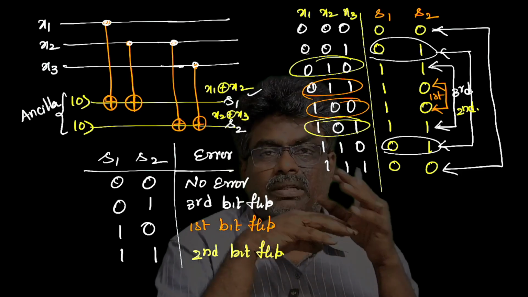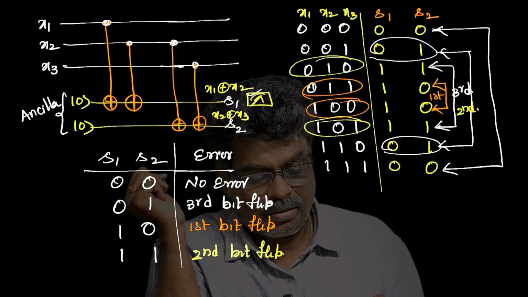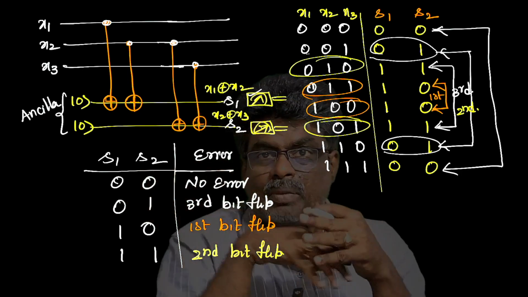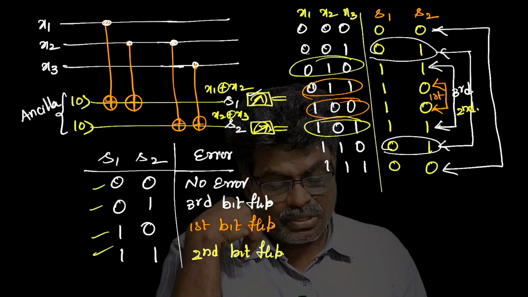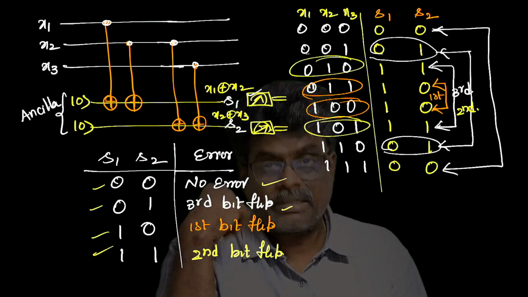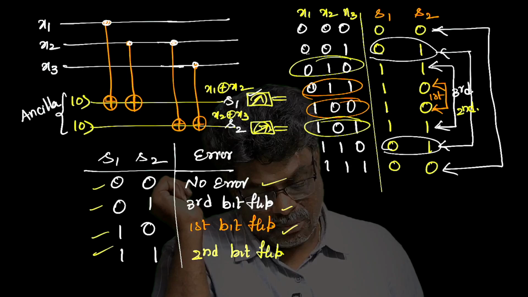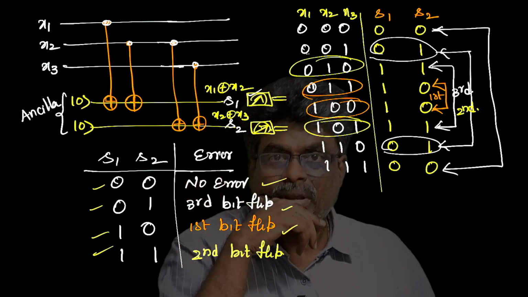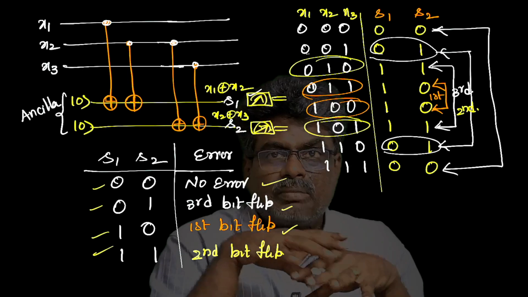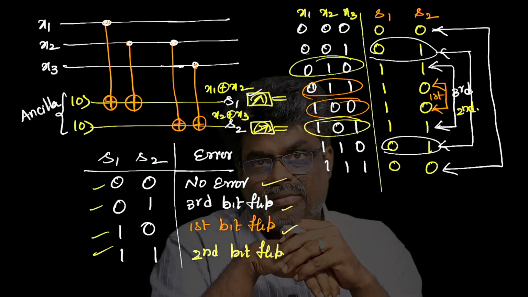So once you make a measurement of this S1 and S2, for example, if you make a measurement here, then you may get S1, S2 either 0 0, 0 1 like this. These are the four possibilities. If you get 0 0, there is no error. If you get 0 1, there is a third bit flip error, and 1 0 will give you the first bit flip error, and 1 1 indicates that there exists a second bit flip error. Okay, right? So now by using this syndrome detection circuit, we can detect which bit is having a flip.